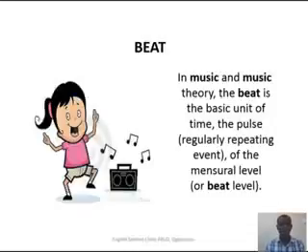According to Wikipedia, in music and in music theory, the beat is the basic unit of time, the pulse, which is a regularly repeating event; the pulse of the mensural level. The beat of nearly any piece of music is easy to feel. It's what sets your toe tapping, and it's what makes you dance.